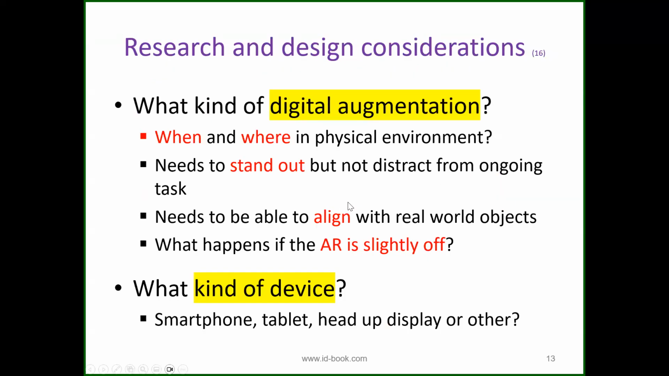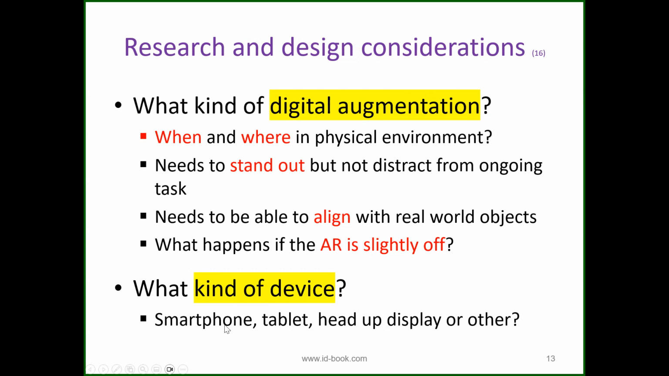So it has to be aligned with the real world objects. Use a proper image for showing the real world object. What happens if the AR is slightly off? How to handle it? For example, if the augmented reality is not getting loaded or is not working, how will you take care of it? There should be at least a text message or some indicator to show what the AR was trying to display and that it couldn't.